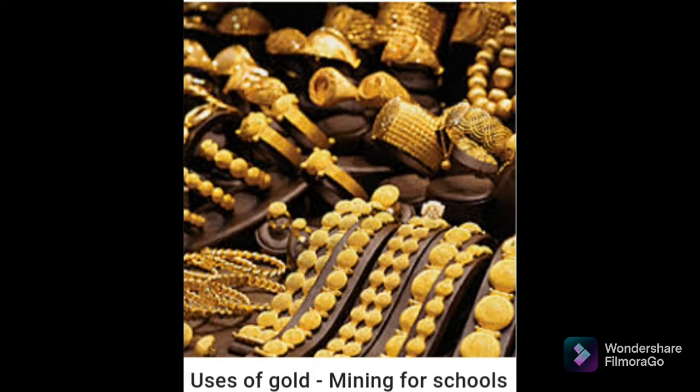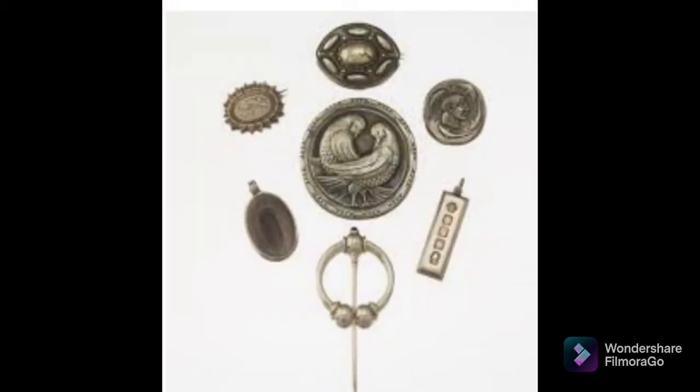The second metal is silver. The symbol for silver is Ag. Silver is white or off white in color. It is also a bright, shiny and lustrous metal. It is a chemically unreactive metal. So what are the uses of silver? Silver is used to make jewelry and silverware. It is used to purify water.